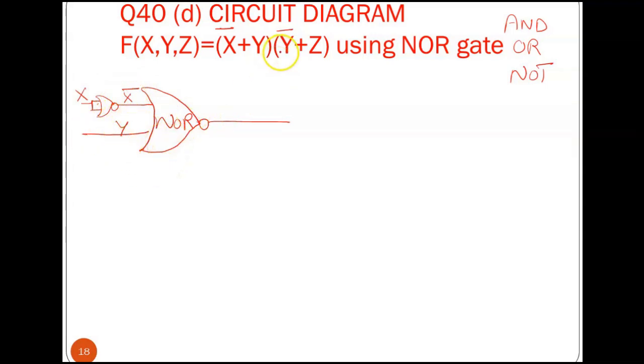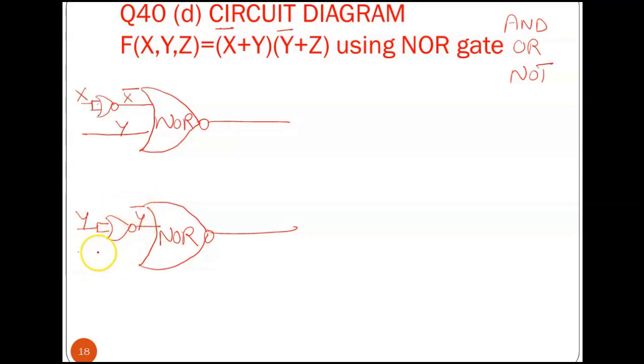Okay, so this is done. Then one more is there, so please draw the NOR gate again. I'm drawing it here, and this is y bar. So for y bar, you again draw one NOR gate just to make the y input as y bar, and z is the normal one, just make a straight line for z.